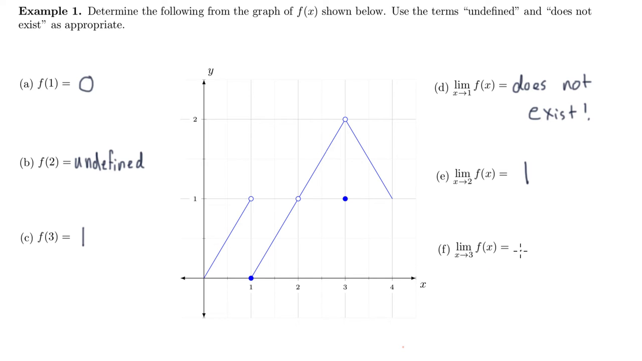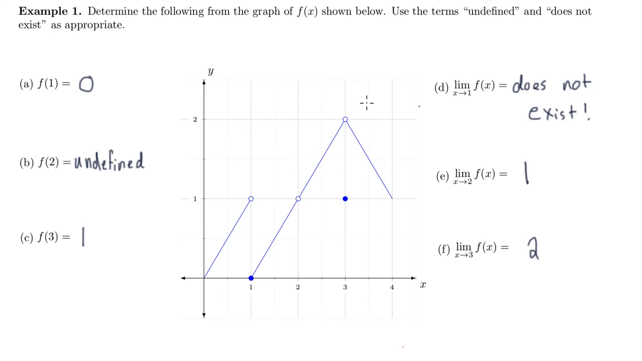So as x approaches 3, we have something similar. If I look from the left, I'm approaching 2, and if I look from the right, my function values are approaching 2, even though the function evaluated at 3 does not equal 2, it equals 1. But the limit is 2, because that's where the function values are immediately to the left and immediately to the right of x equals 3.